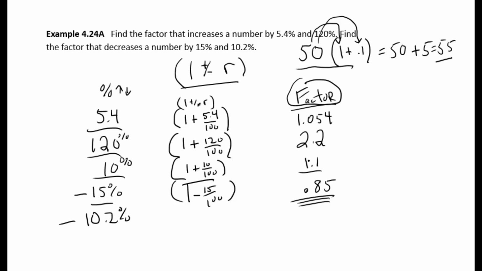The opposite is true up here, right? These are more than 1. So the last one is 1 minus 10.2 over 100. I want you to put that in your calculator and see what you get. And I'll give you a little bit of time, or put it on pause. And you should get 0.898.